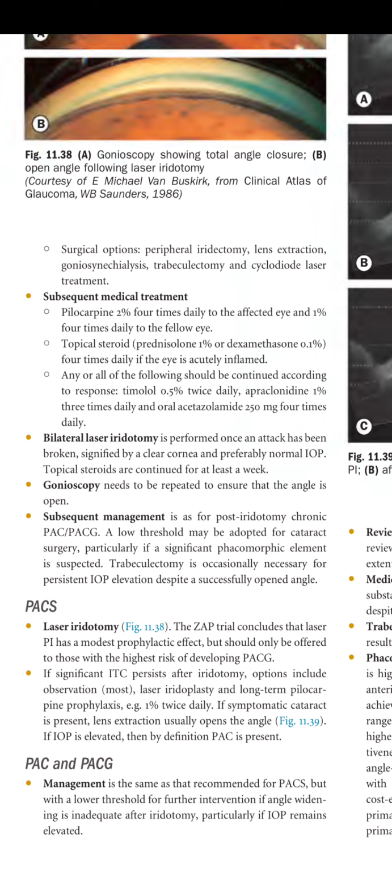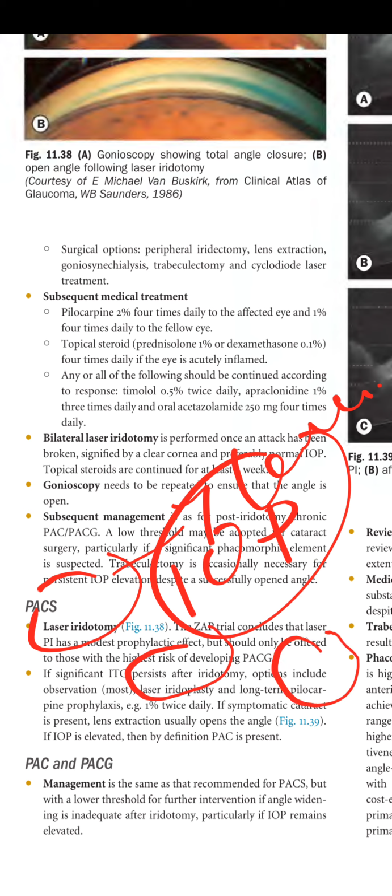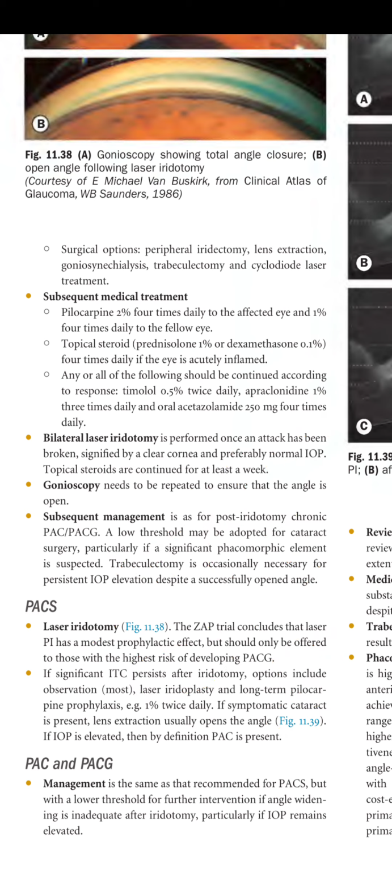If symptomatic cataract is present, lens extraction usually opens the angle. If IOP is elevated, then by definition, primary angle closure is present. So basically, you can do a laser iridotomy in the case, and you can do observation, and you can do some prophylactic measure. You can do iridoplasty, you can give pilocarpine to the patient, and if there is a cataract, you can remove the cataract.